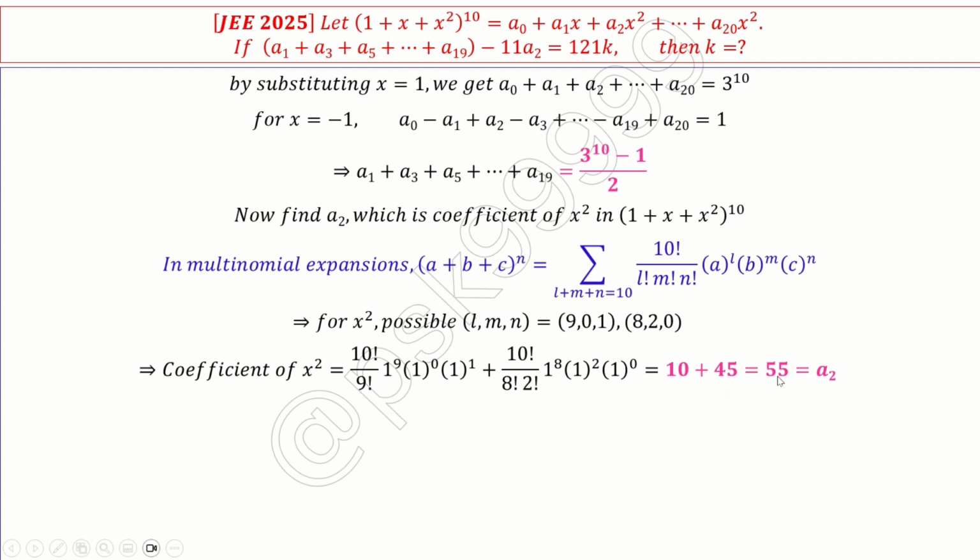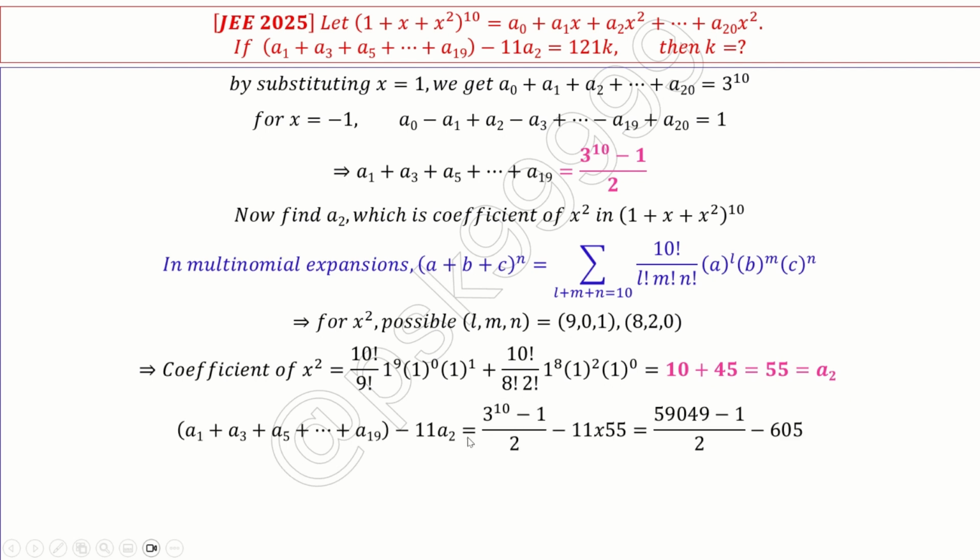This is nothing but 10 plus 45, that is 55. 55 is my A2. Okay, now I have all the values, correct? So this given expression is 3 to the power of 10 minus 1 by 2 minus 11 times A2, right? So 11 times 55. Now this is a simple mathematical calculation. You can do it yourself, which is equal to 121k. So k is nothing but 239. That's the answer. Hope you understand this problem.